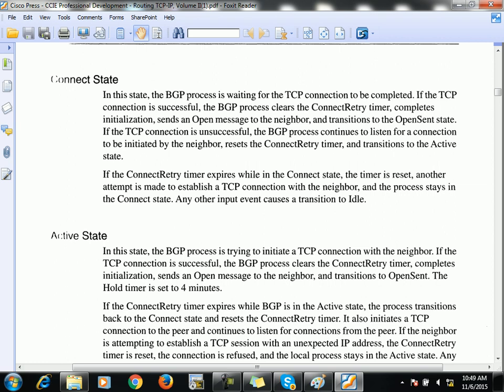Then connect state. In this state the BGP process is waiting for the TCP connection to be completed. If the TCP connection is successful, the BGP process clears the connect retry timer, completes initialization, and sends an open message to the neighbor and transitions to open sent. As I told you, in open sent it will send open message, right? So this is the way. If the TCP connection is unsuccessful, then the BGP process continues to listen for the connection to be initiated by the neighbor, resets the connect retry timer, and transitions to the active state, right?